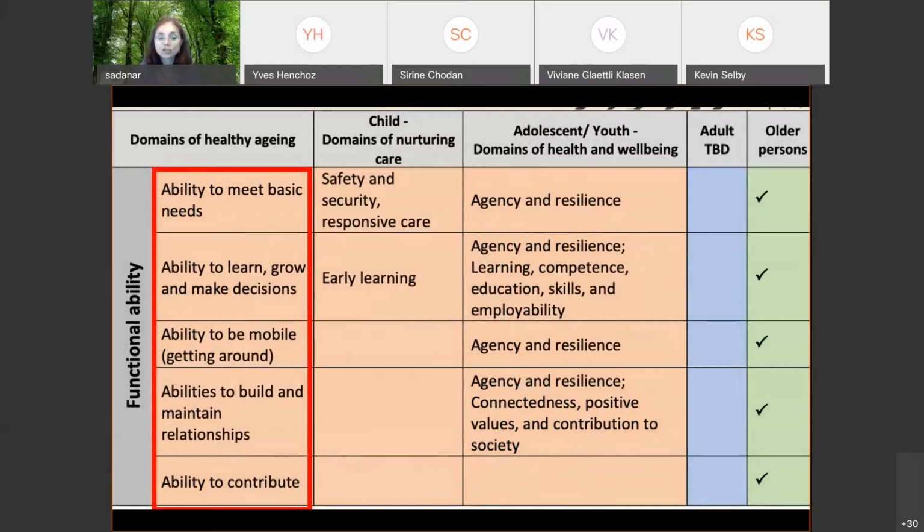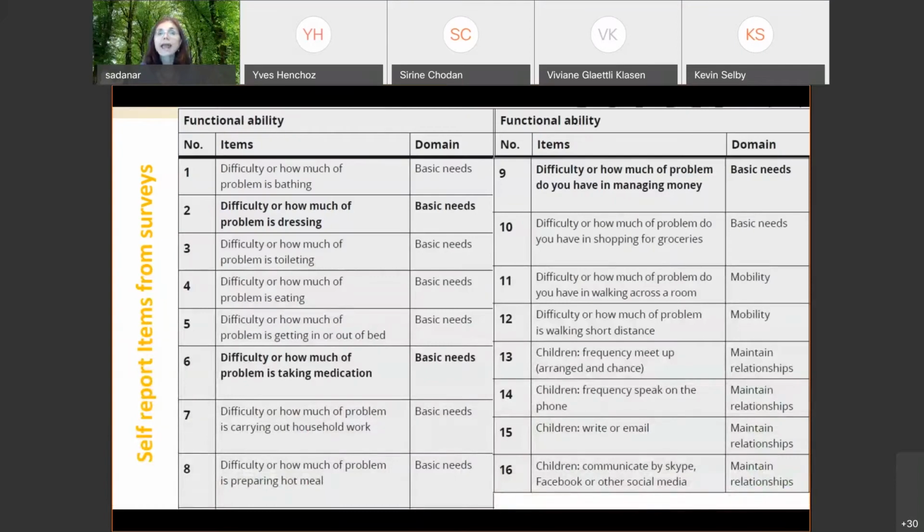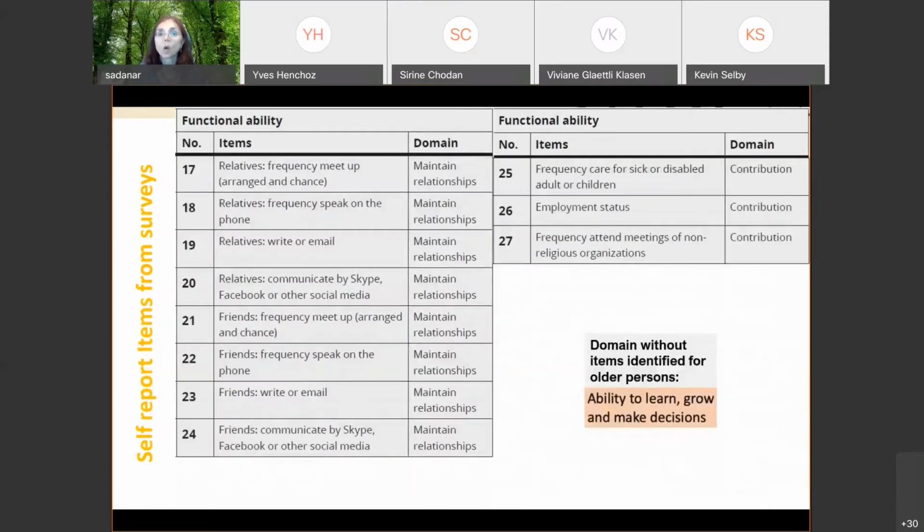When it came to functional ability, I mentioned the 5 domains. We also looked at the types of questions, and we were unfortunately only able to find questions that were comparable without a significant amount of missing data in relation to some areas of basic needs. There are a lot of other questions that we identified for all domains except the ability to learn, grow, and make decisions. And that's an area we're trying to see if we can find from smaller studies appropriate ways for people to respond to assess this particular domain.